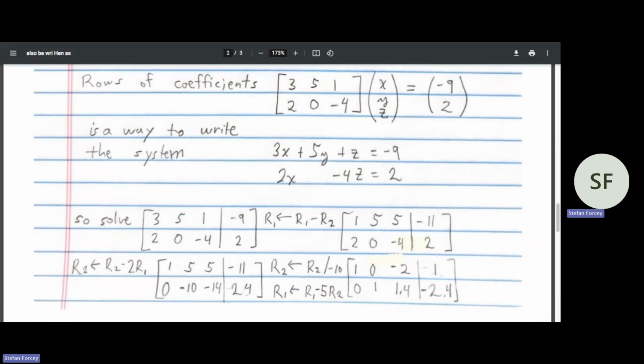Then replace row 2 by row 2 minus twice row 1 to put a 0 in that spot. Get a negative 10, negative 14, positive 24, because that's 2 plus 22. Then divide row 2 by negative 10. I just made them into decimals since dividing by 10 is easy. You get a 1.4 and a 2.4. And replace row 1 with row 1 minus 5 times row 2, so you get a 0 above the 1. Now it's in reduced row echelon form.